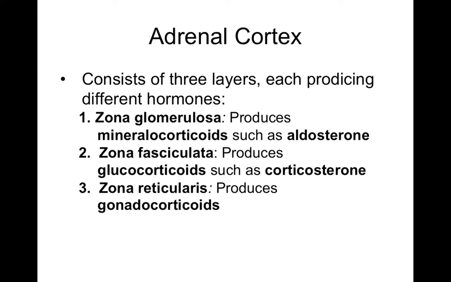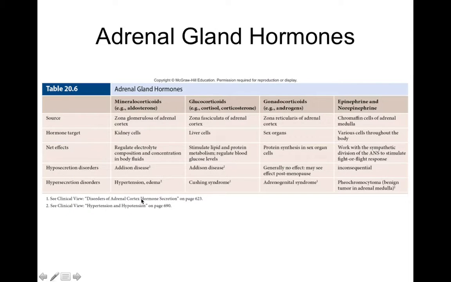Now, zona reticularis makes the gonadocorticoids, which mainly include androgens, which are a form of male sex hormones, and those can be converted to things like estrogen. So the gonadocorticoids are a source of estrogen in post-menopausal women. So after menopause, even though the ovaries stop secreting estrogen, you can still get estrogen from zona reticularis from the adrenal cortex.